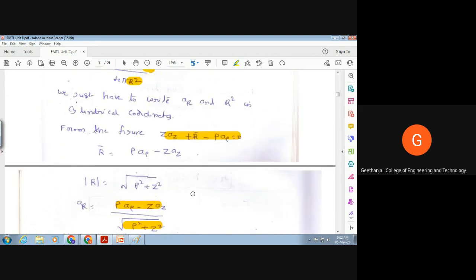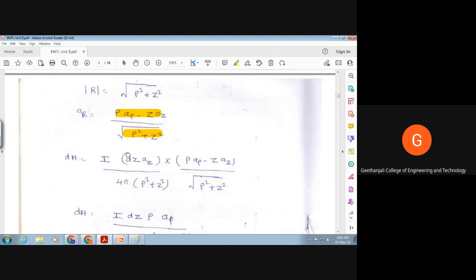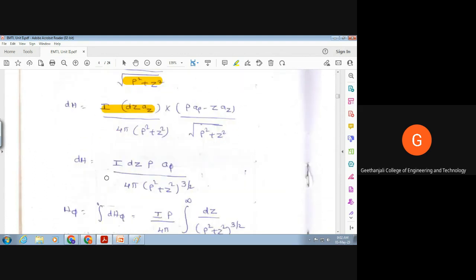So let us go back to this expression. dH is equal to I vector dz, which means dz a z, cross unit vector a R divided by 4 pi R square. Ultimately we get this as I into dz into rho a phi by 4 pi times rho square plus z square whole to the power of 3 by 2. This indicates that the direction of dH is phi.